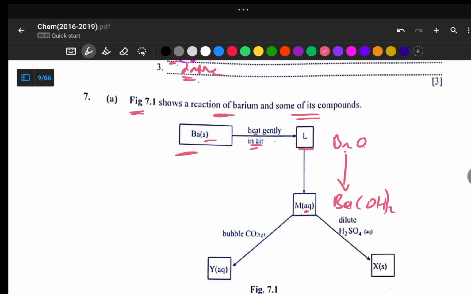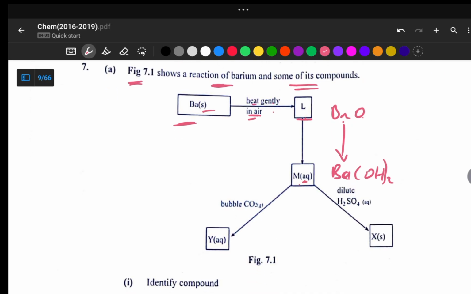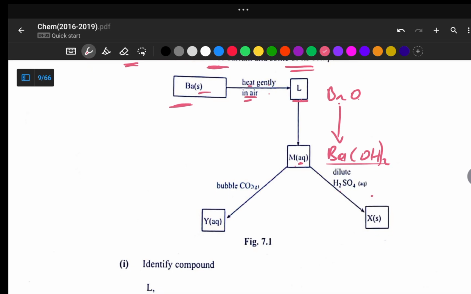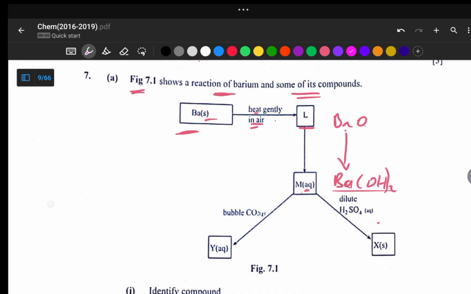So I taught you guys how to write these chemical formulas, right? So if you go to our topical playlist, these revision papers are going to be a walkover for you. Are we together? And then here we're having the reaction between barium hydroxide and sulfuric acid. So let us write the equations. So it's barium plus oxygen, the first equation. So this is going to give us barium oxide, right?